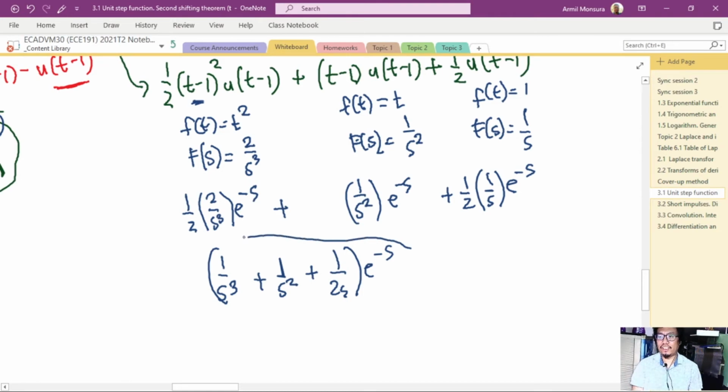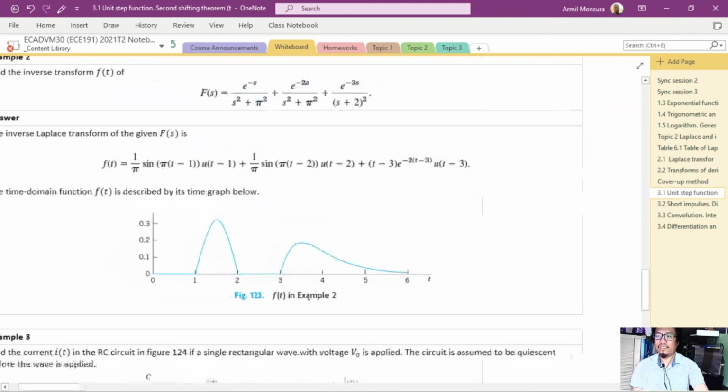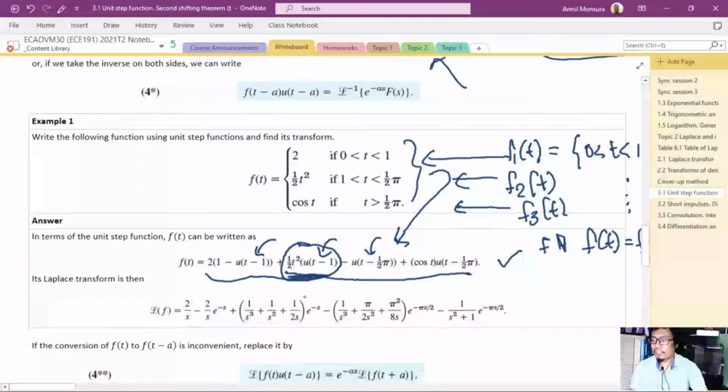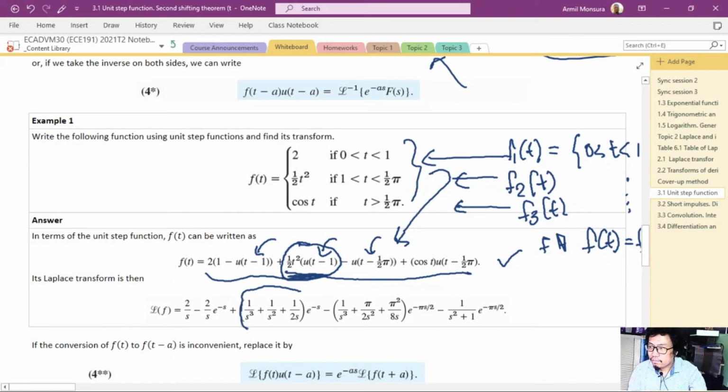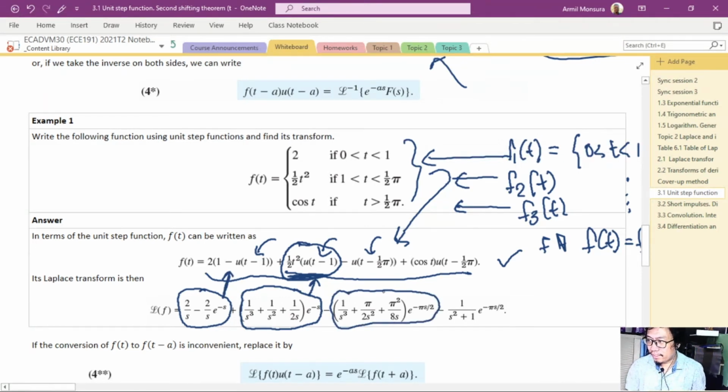You can actually see this set of terms of the Laplace transform actually corresponds to this term only. And you may be able to get other terms. For example, these terms come from this term. This set of terms come from here.